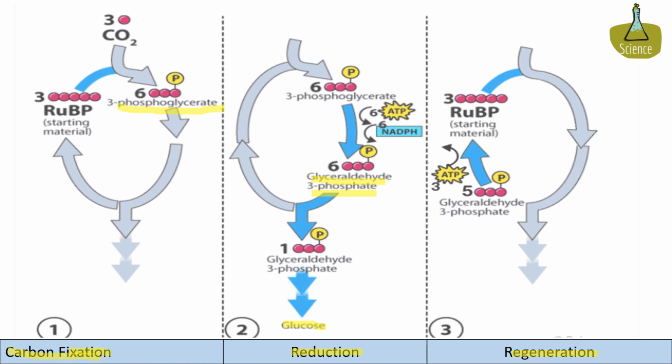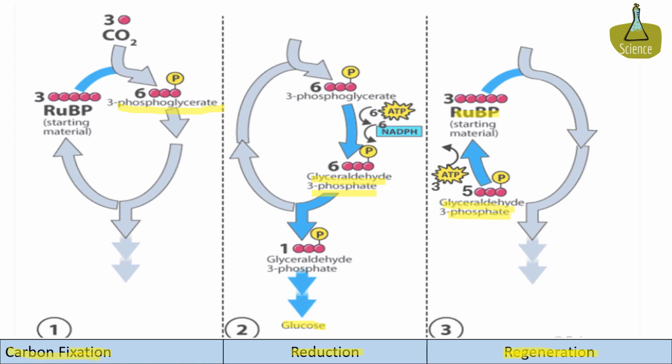Now the third step is the regeneration, or specifically the regeneration of ribulose 1,5-bisphosphate. Here, as we can see, the remaining 5 molecules of glyceraldehyde 3-phosphate are converted into 3 molecules of ribulose 1,5-bisphosphate, which is the starting material, by the use of 3 ATP molecules.